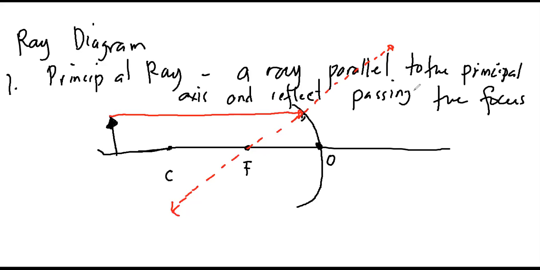This one will be your first ray, which is the principal ray. A ray parallel to the principal axis reflects passing the focus. So it's the first ray. Let's go to the second ray.